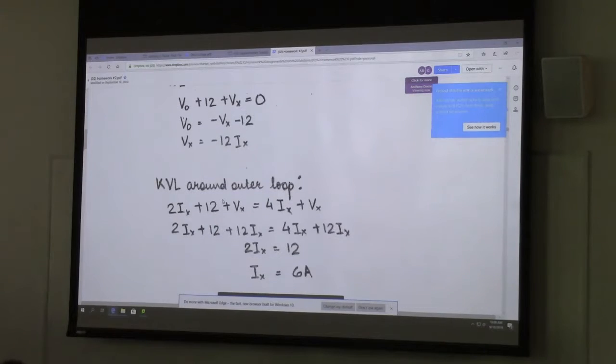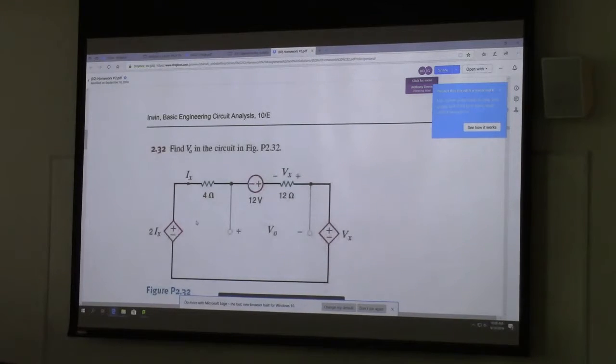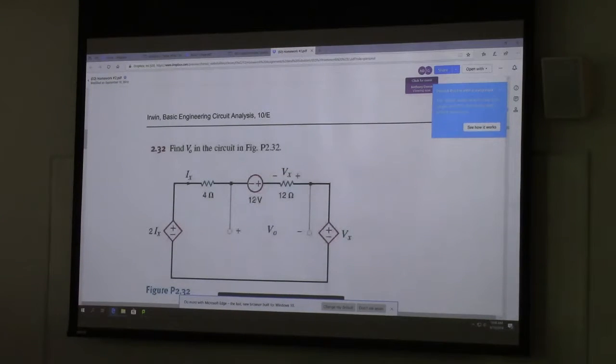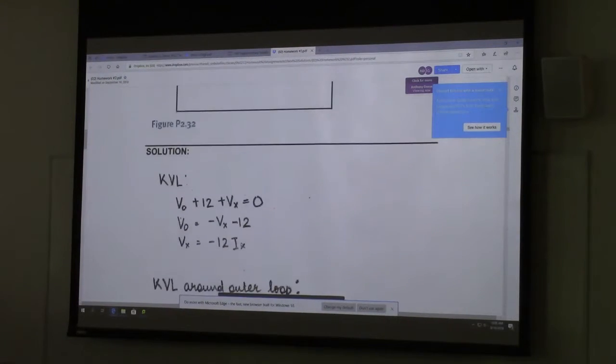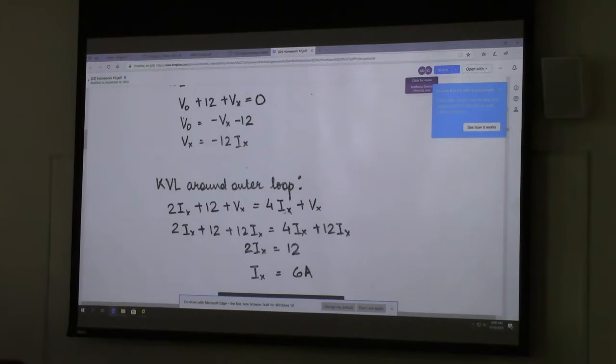2Ix. They do the substitution already? Oh, they went around the whole loop. Okay, 2Ix. And unfortunately, they did it out of order. So 2Ix plus 12, because 12 has the same polarity, plus Vx. So these are the three elements whose polarities agree with one another. Then over here you have the two where the polarities are opposite. You'll have Ix times 4, and you'll have Vx. So you see them on the other side, Vx and 4 times Ix. So does everybody understand? Yes?